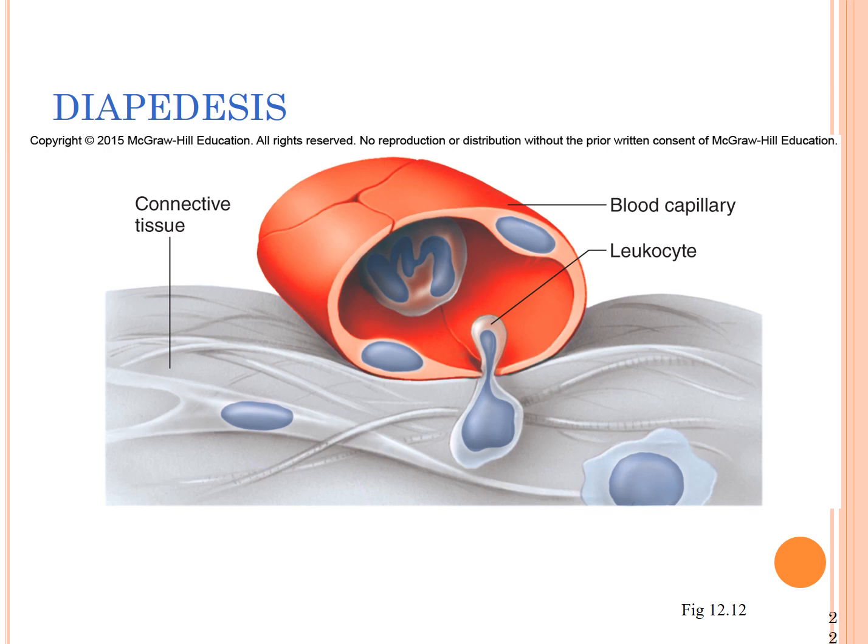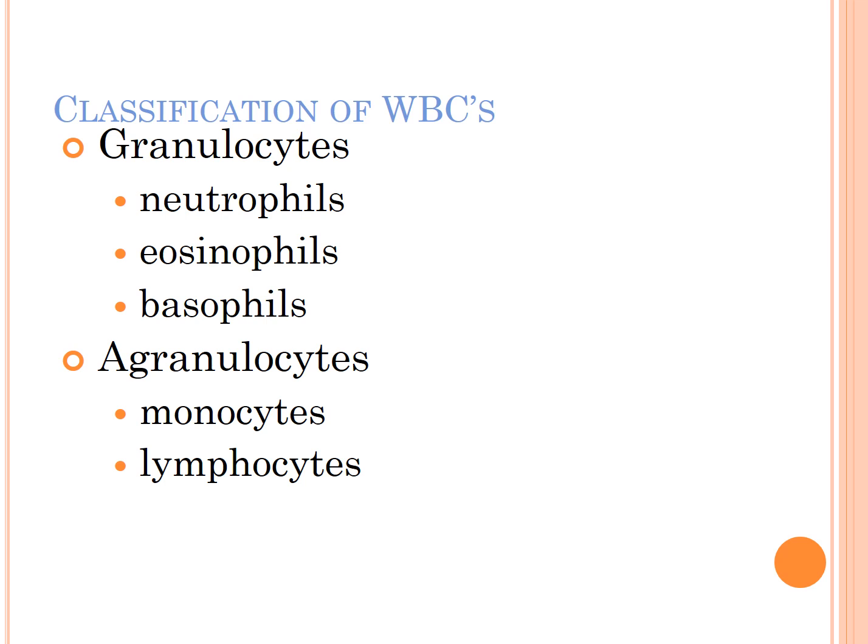Diapedesis is a method in which white blood cells are able to exit blood capillaries and travel to the site of infection. Let's look at the classification of white blood cells. White blood cells are classified in 2 groups based on the appearance or absence of cytoplasmic granules. The granular cells have cytoplasmic granules. This includes the neutrophils, eosinophils, and basophils.